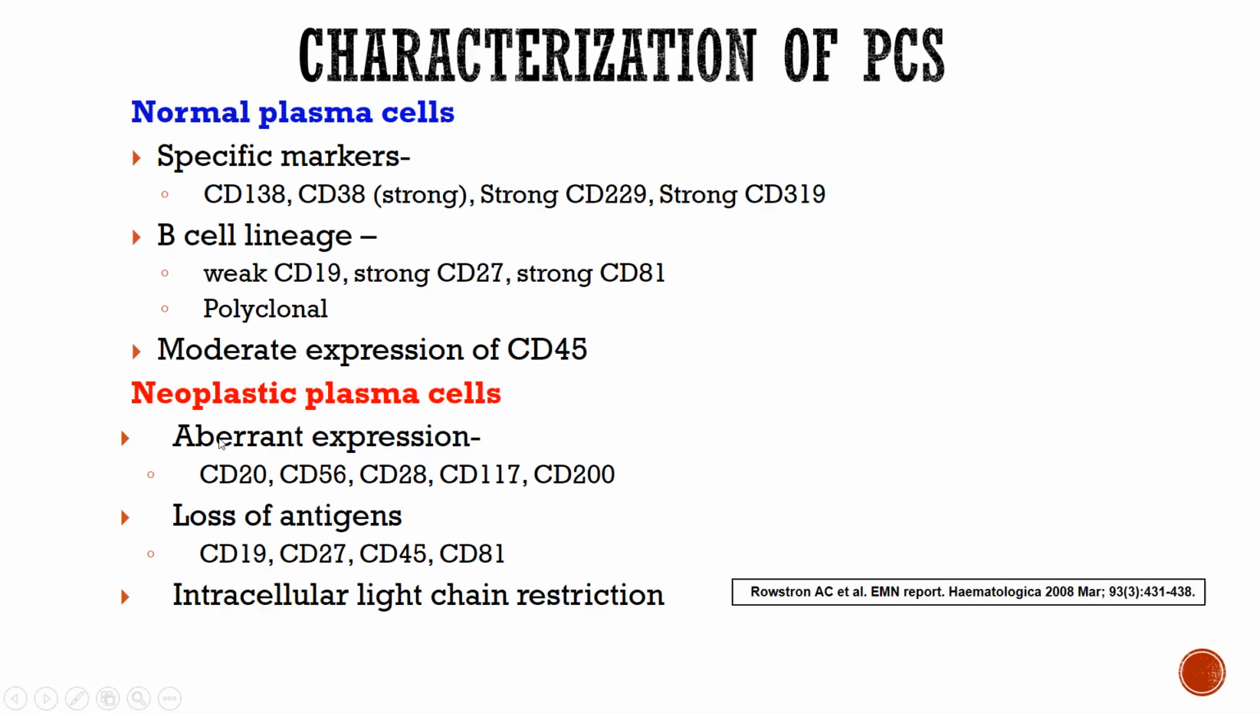Then that is one aberrancy. The second aberrancy is loss of antigens which are normally expressed. As I mentioned, normally they express CD19, CD27, CD81, and CD45. So in abnormal plasma cells, they usually lose these markers. Like CD19 is lost in the majority of patient samples. CD27, CD45 and CD81 are also lost. And of course, those plasma cells are clonal, so they show intracellular light chain restriction. They express either kappa or lambda.